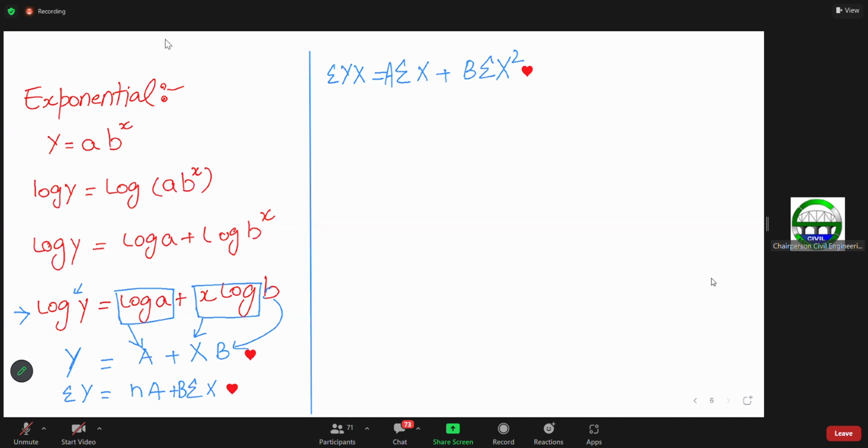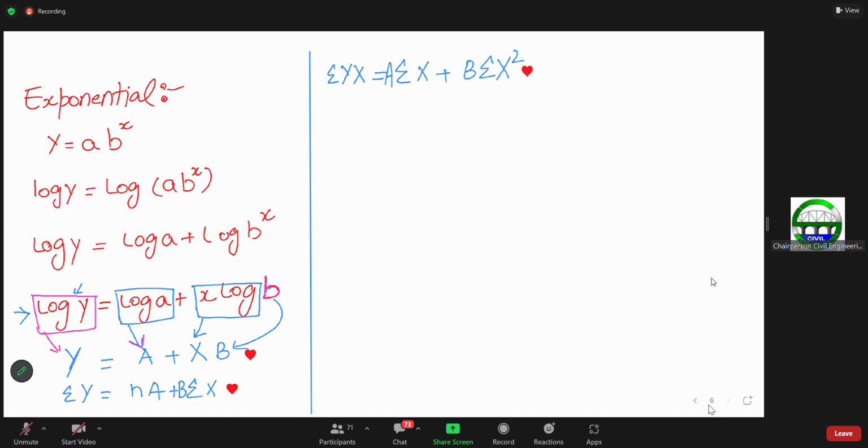Okay, so make sure for now that you put the value of log y equals to capital Y, log a is equals to capital A, log x is equals to capital X, and b is simple b. So you don't need to change the value of b only, right?